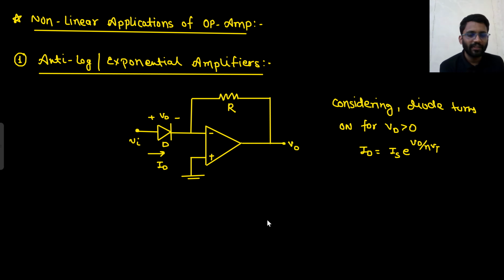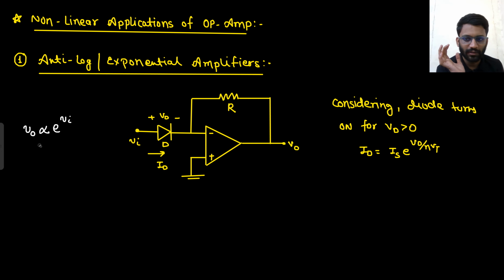Hi everyone. So in this video we are going to see the non-linear applications of OpAmp. There are many non-linear applications of OpAmp. The first application is the exponential amplifier. What do you need in this one? You need your output voltage to be proportional to the exponential of the input. This is what you need.